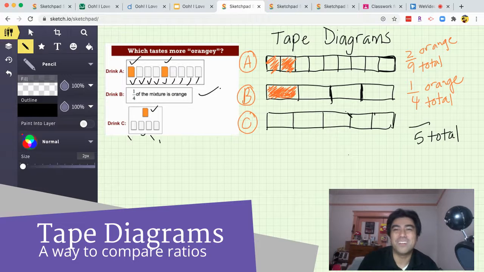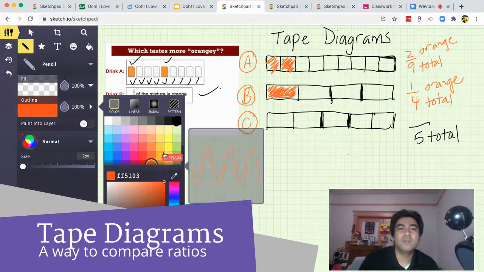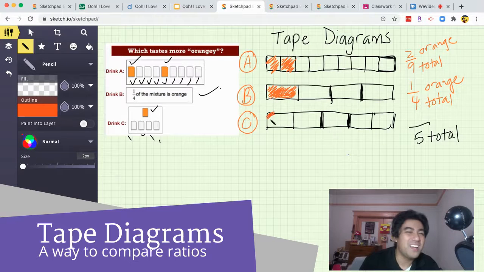This is a little bit harder. Okay. So, it's probably not as accurate, but this is still really good for the comparison. So, 1 out of 5 is orange. And in fact, if we think about this as well, we can think about this as 1 part orange and 4 parts soda. 1 part orange, 4 parts soda.